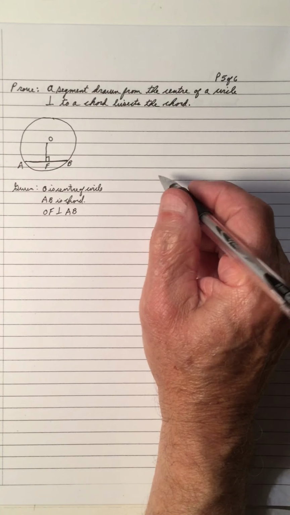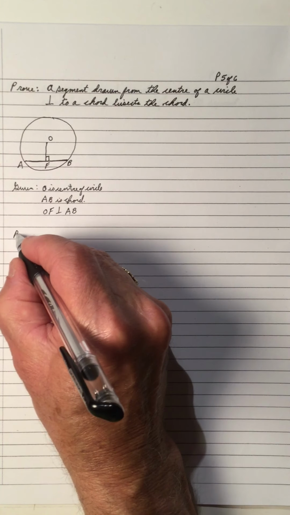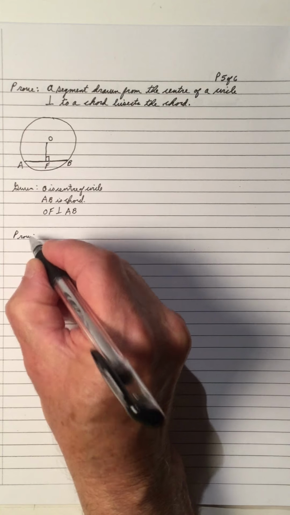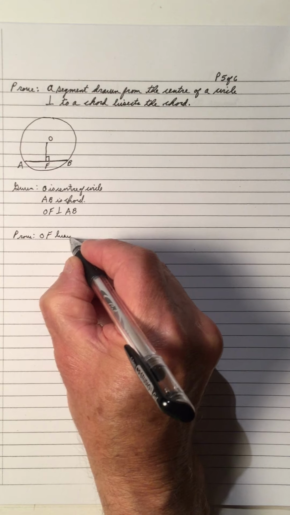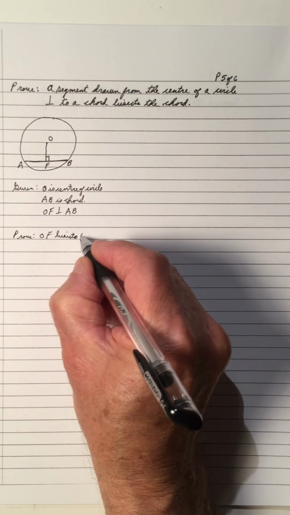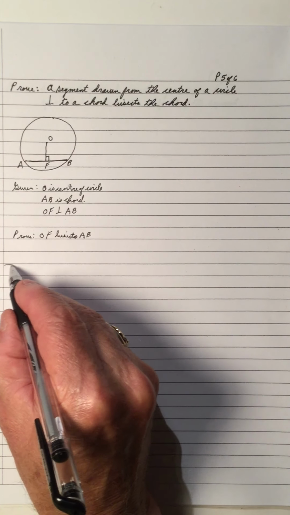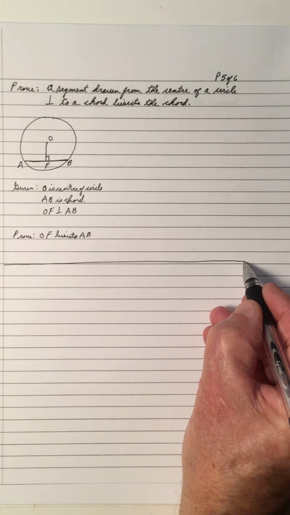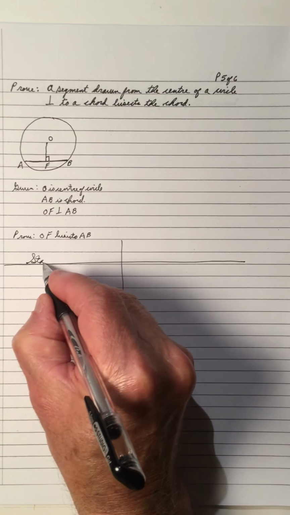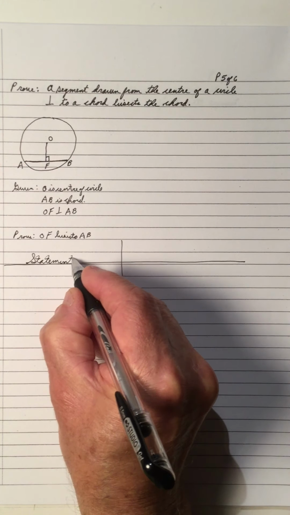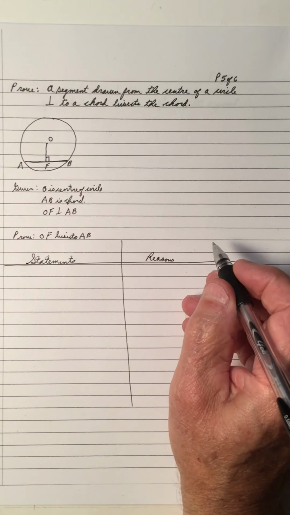So I want to prove that FA equals FB. So prove it bisects the chord. So prove that OF bisects AB. So let's draw this statement here. Let's do the statements and reasons. Here we go. How are we going to do it?